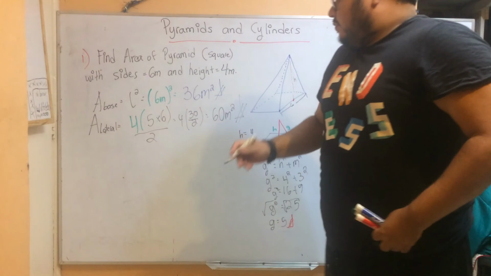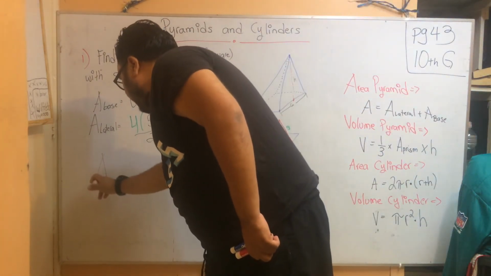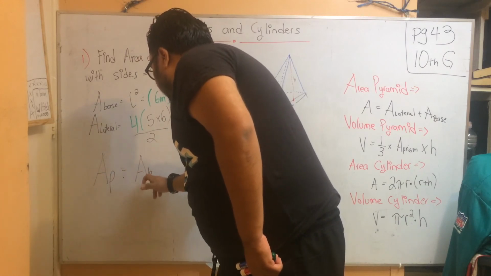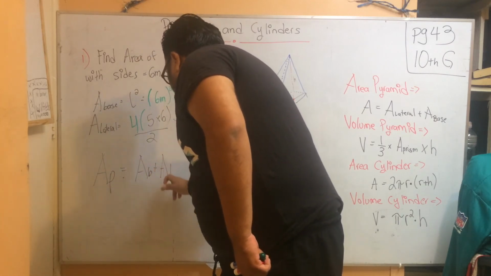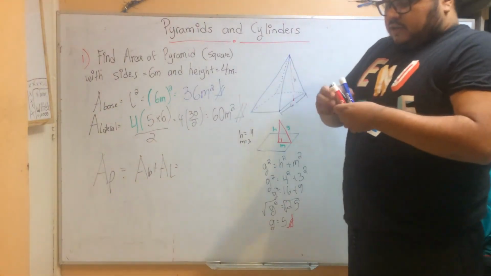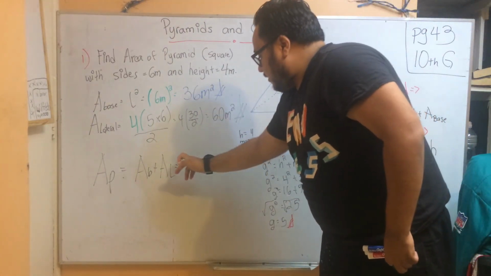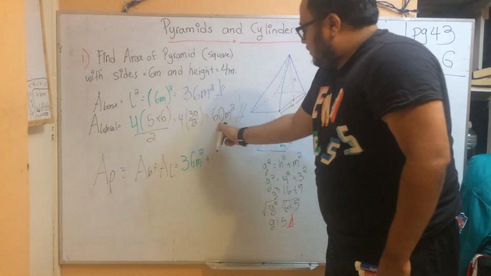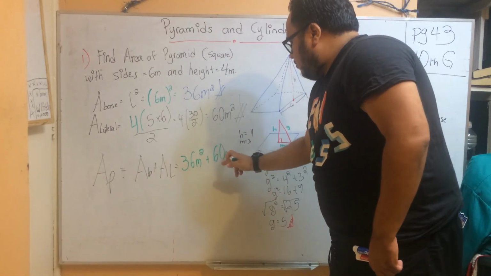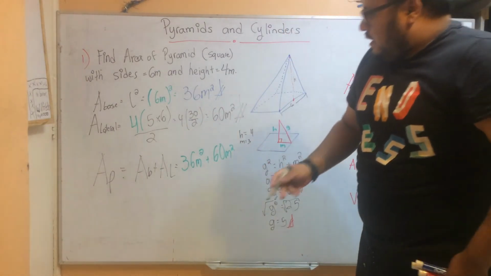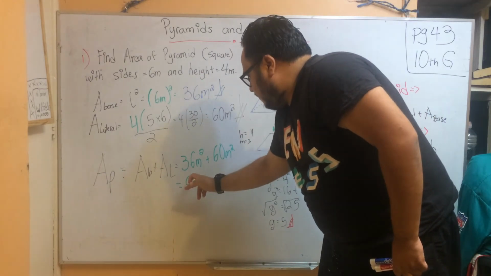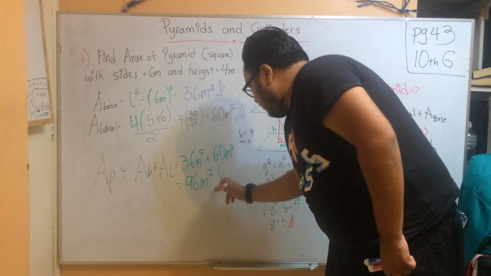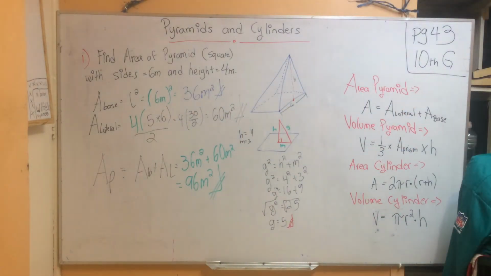Okay, so now for the area of the pyramid, we have area of the base plus area of the lateral. That means we need to add 36 meters squared plus 60 meters squared. And that gives us a total of 96 meters squared. And that's where we get our answer.